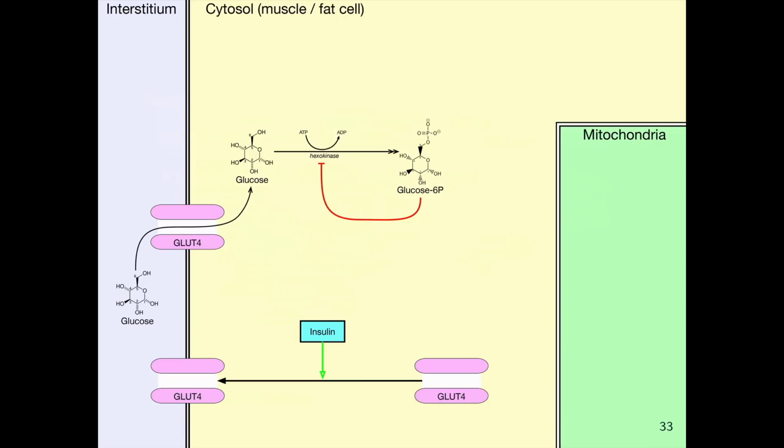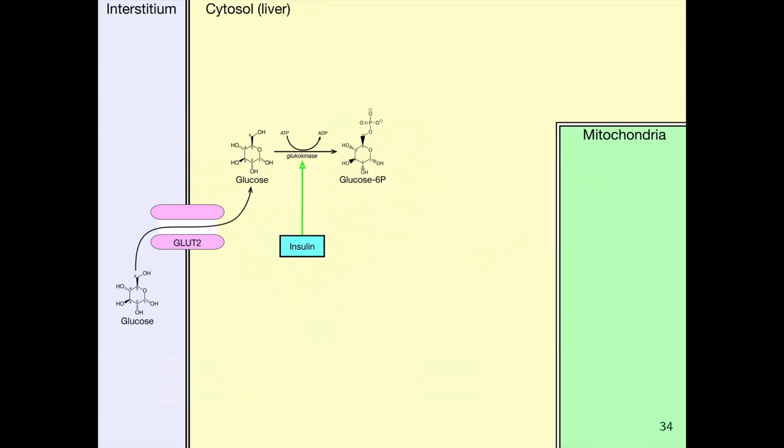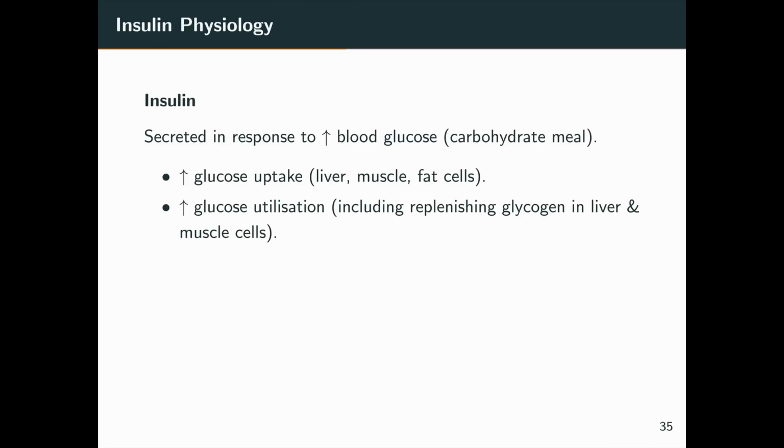Insulin drives the translocation of GLUT4 transporter, and glucose is brought into the cell, and then it's phosphorylated, which keeps it in the cell. It's a little bit different in the liver. In the liver, glucose uptake is by GLUT2, which is insulin independent, but insulin upregulates glucokinase, the enzyme that does this phosphorylation, and therefore keeps glucose in the cell. Either way, insulin drives the uptake of glucose. It also increases glucose utilization.